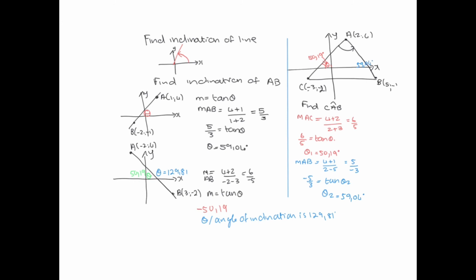And therefore, we can say, therefore, angle CAB is equal to 180 degrees minus 59,04 minus 50,19. So it's 180 minus 59.04 minus 50.19, and you get 70,77 degrees.